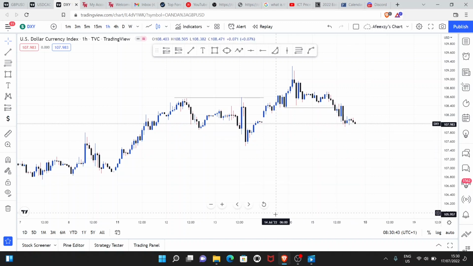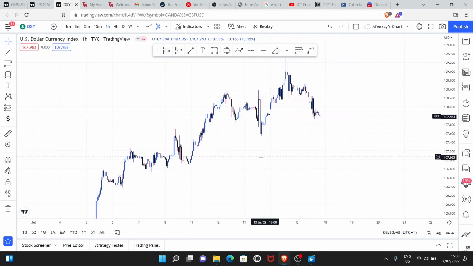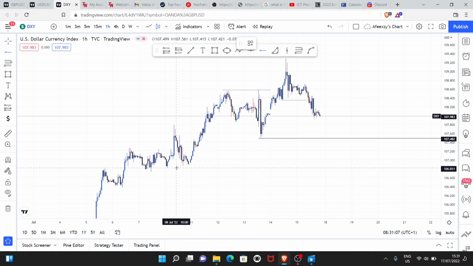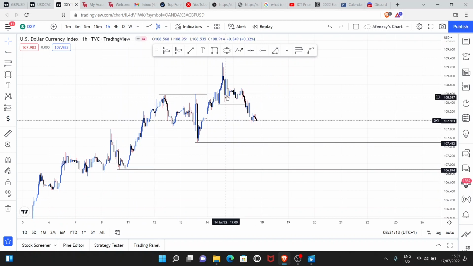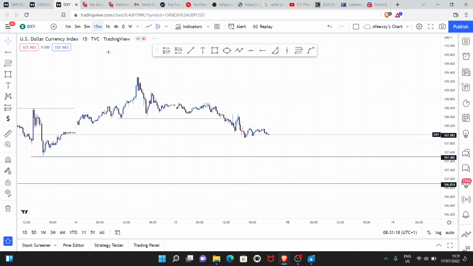And right now I'm watching this. I'll mainly be watching this zone to see how it reacts. Either it continues going bearish, or it continues its bullishness from the higher time frame. So let's see how it plays out. Currently I'm very bearish on Dixie. Let's see how it plays out next week.